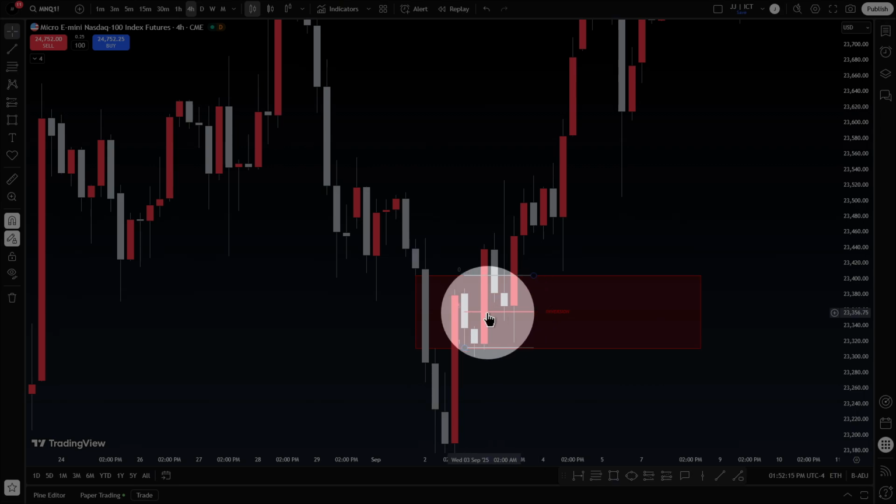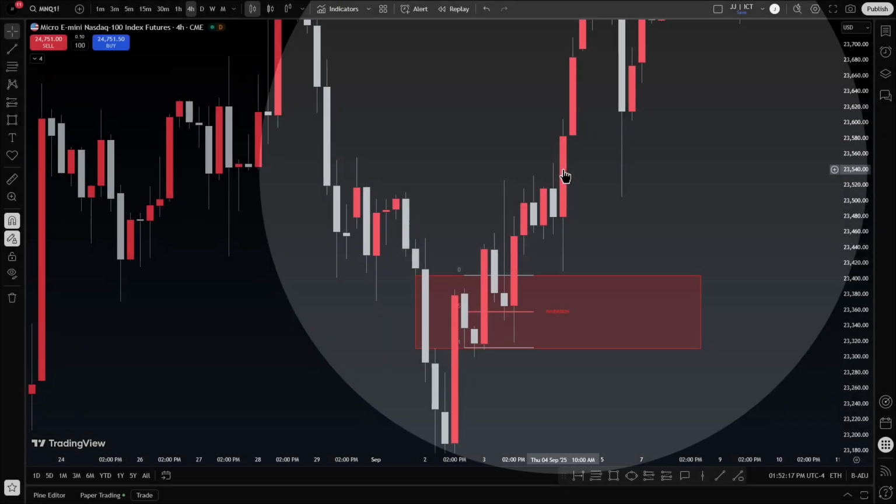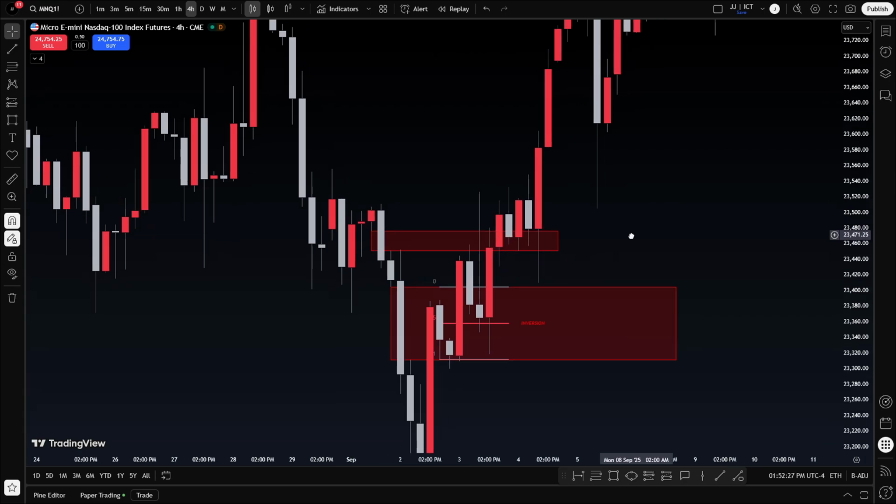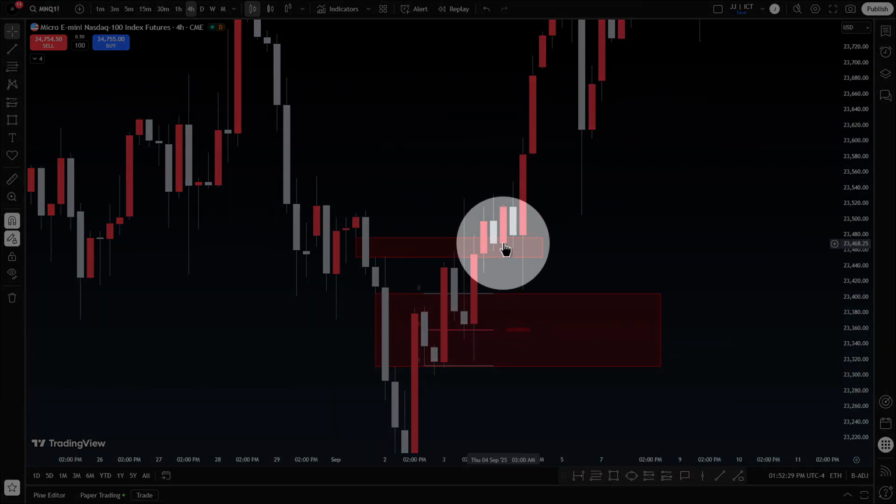But anyway, see how the bodies respect the equilibrium? Guess what happens? Delivery higher. Oh, insane. Guess what? Another inversion. See that? Just a bunch of candles accumulating at this inversion fair value gap. Look at all this. Bodies staying within it. Wicks doing a little bit of the damage.